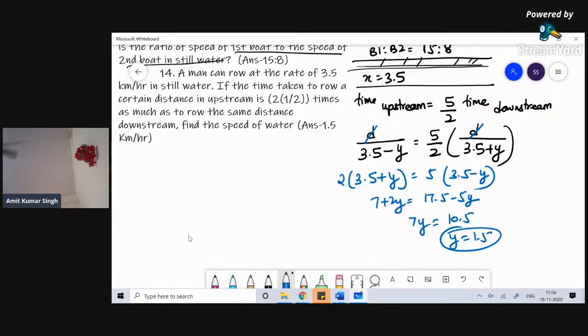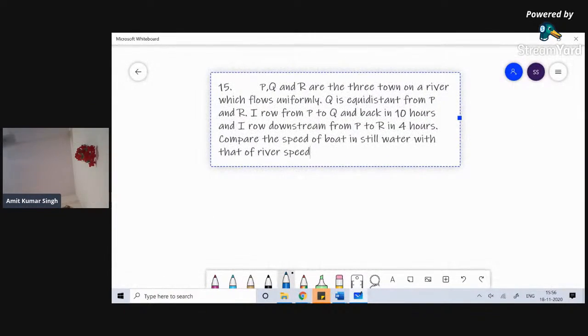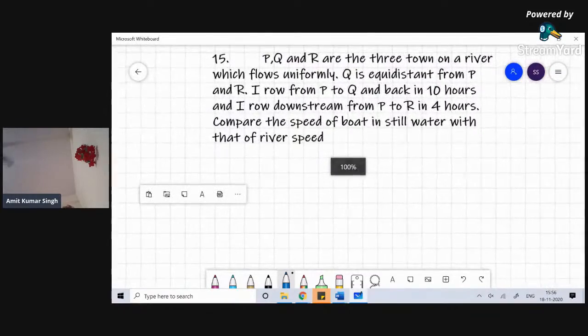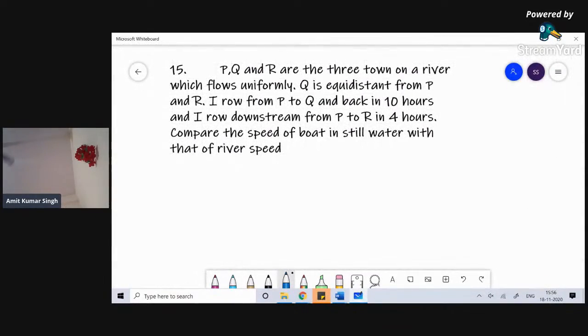Do this question. We have already done a question like this. Everyone try this question. P, Q, R are three towns on a river. Q is equidistant from P and R.